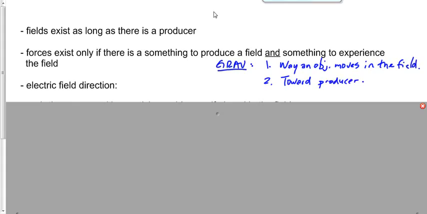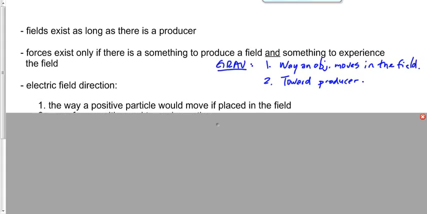Which way does the gravitational field point? Well, downward, because that's the way that the pen would fall if I let it go. Downward, because the producer is below me.